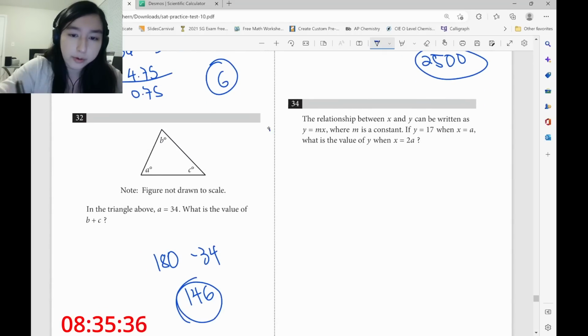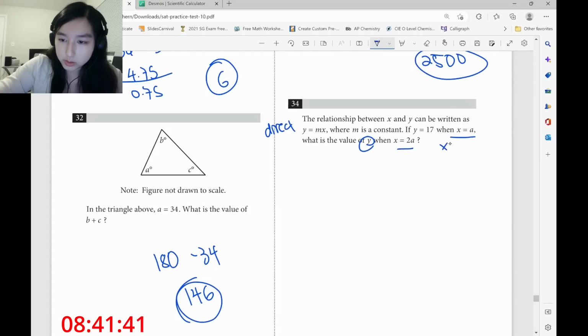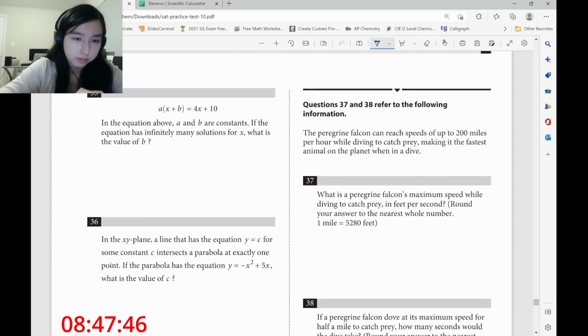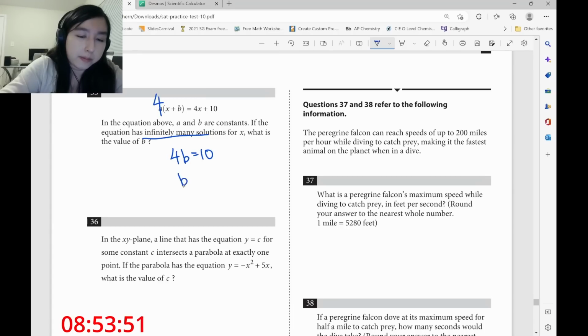Relationship, direct. So this is a direct relationship. Find y. So what happened to x? X is multiplied by 2. That means y was also multiplied by 2. The answer is going to be 34. Infinitely many solutions. These two must be exactly the same. A must be 4. 4b equals 10. B must equal 2.5.